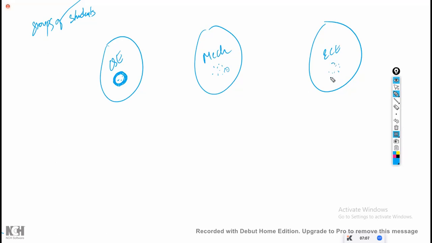So the students are very similar to each other within the group. Between the groups, they are dissimilar to each other. Is that clear? Compared to other groups, they are dissimilar. And within the group, the distances between the students should be low. If the distances are low, they are very close to each other. Within the group, the distances should be low, and between groups, the distance should be high.